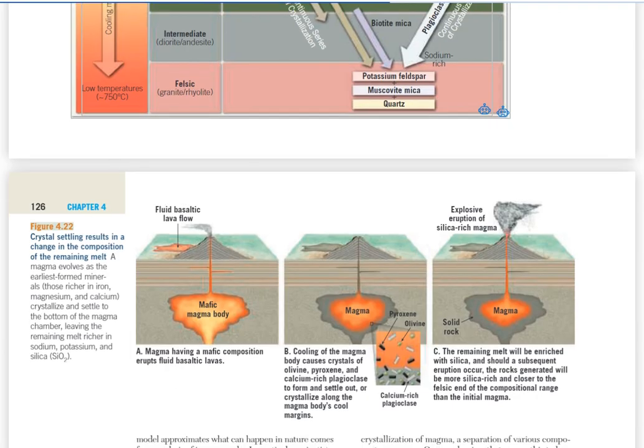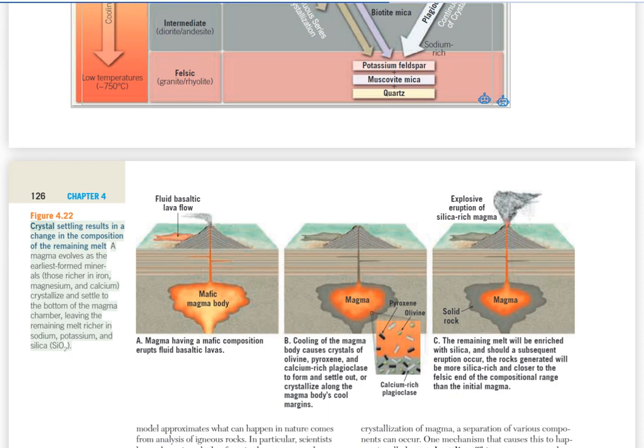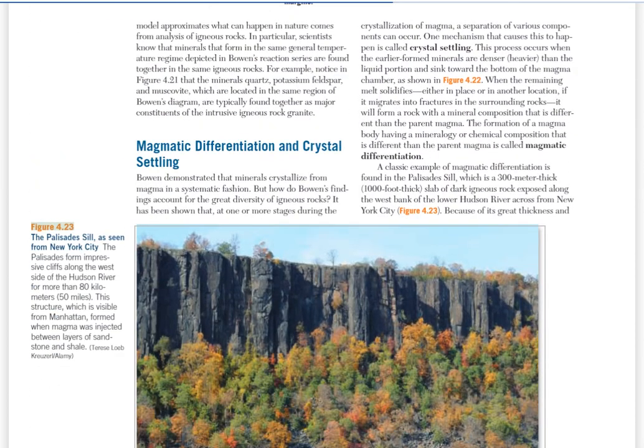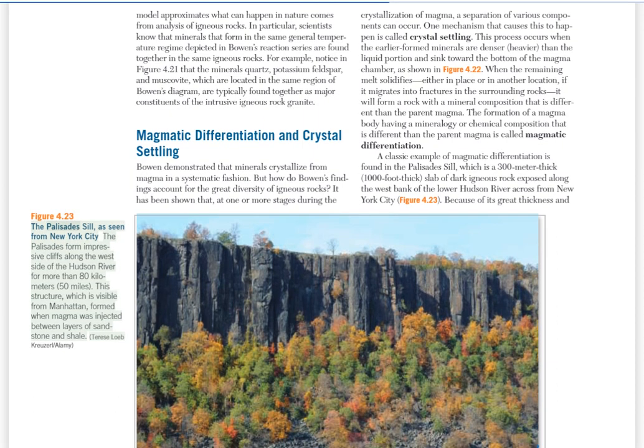Figure 4.22. Crystal settling results in a change in the composition of the remaining melt. Magma evolves as the earliest formed minerals crystallize and settle to the bottom of the magma chamber, leaving the remaining melt richer in sodium, potassium, and silica. Figure 4.23. The Palisades Sill.